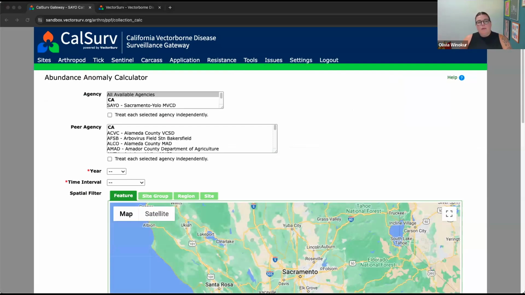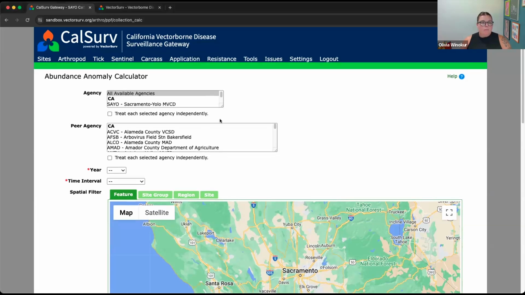Okay, so our abundance anomaly is basically going to calculate how many mosquitoes we have in an area compared to a 5-year average or compared to past years. So the output will be mosquitoes per trap night, as well as percent change compared to the average.